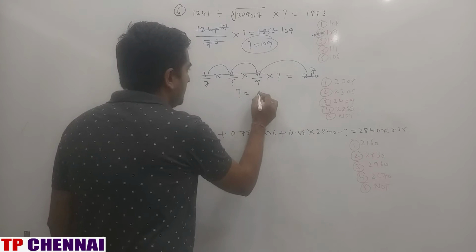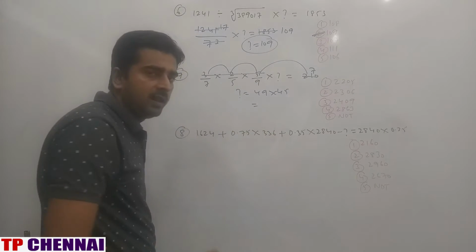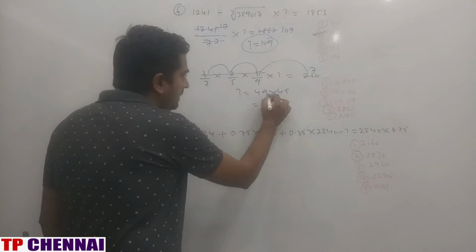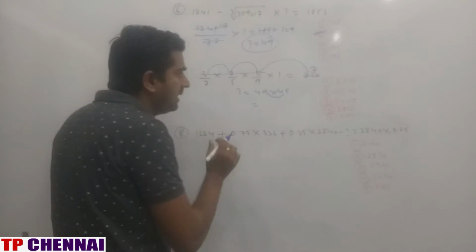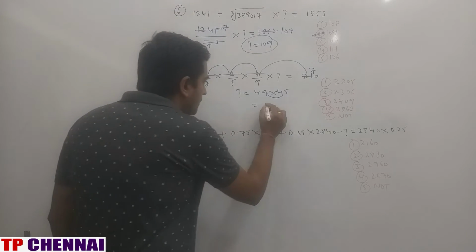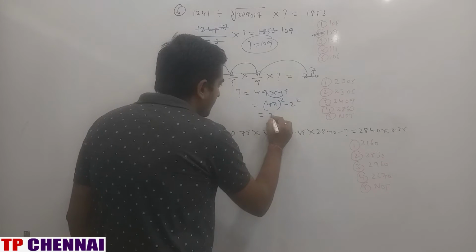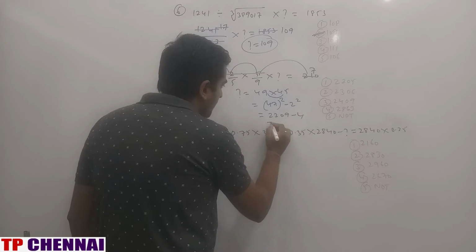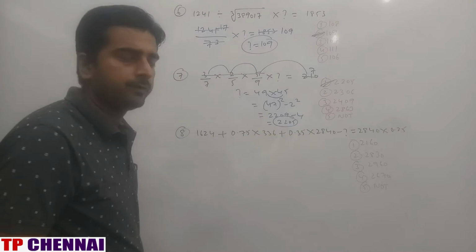So question mark is equal to 7 7s are 49 into 45. Now how to multiply these two numbers? Difference is 4. Whenever difference is 4, middle number square minus 2 square. What is middle number? 49 plus 45 by 2, 94 by 2, 47. 47 square minus 2 square. What is 47 square? 2209 minus 4. What is the answer? 2205, which is nothing but first option.